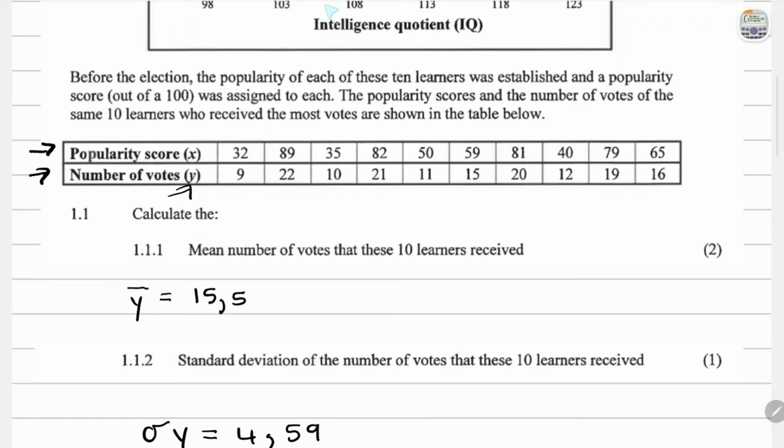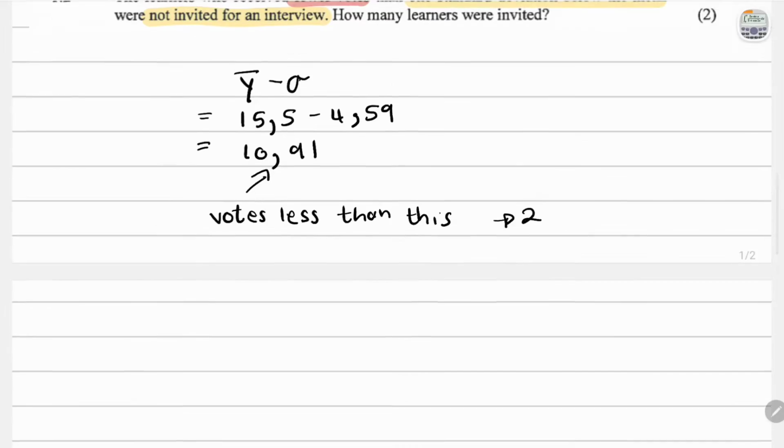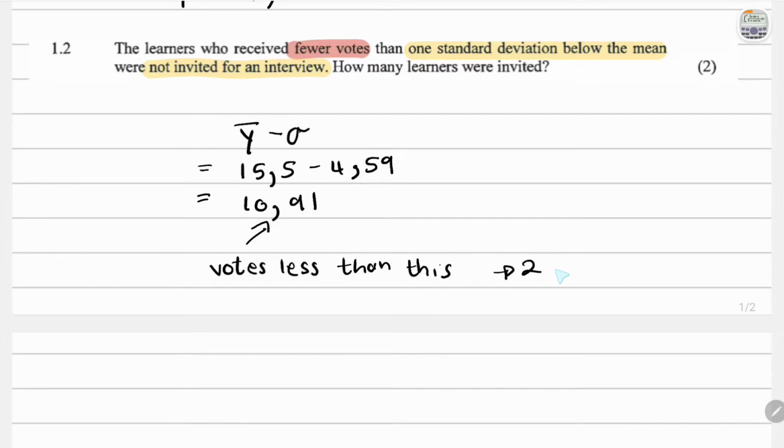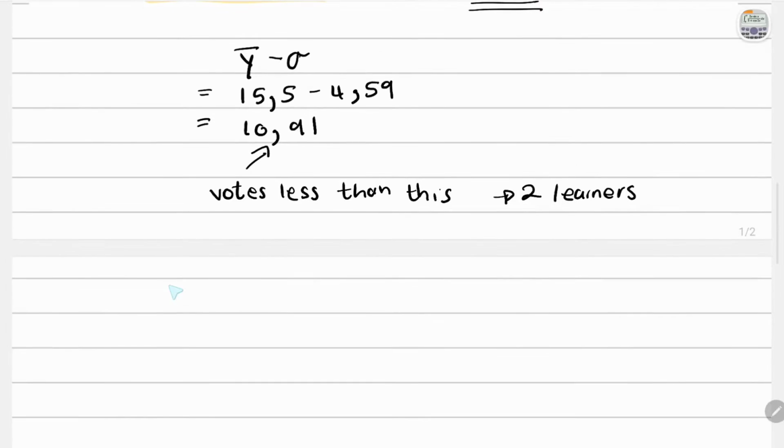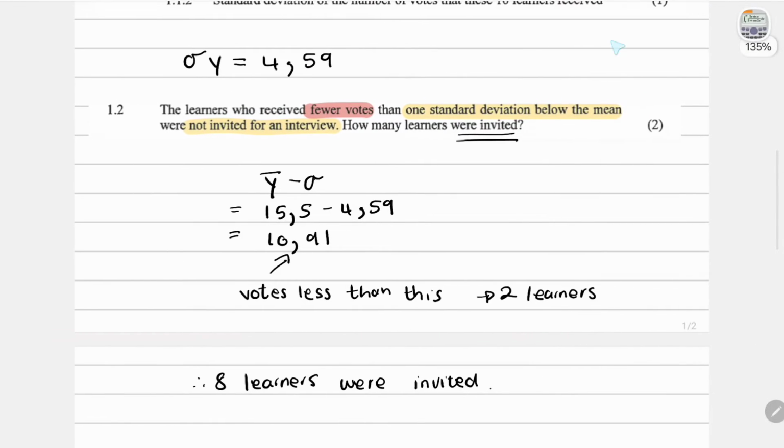So the votes less than 10.91 would be 9, 10, okay, because it's less than 10.91. 11 is not. All of these ones are just above it. So do you see that there are only 2? So we have specifically 2 votes that are less than this. So that means the learners who were not invited were 2 learners, okay? 2 learners were not invited. And so how many learners were invited? You know that there are a total of 10 learners, so it means that 8 learners were invited. Okay, so there we go. Moving on to the next question.